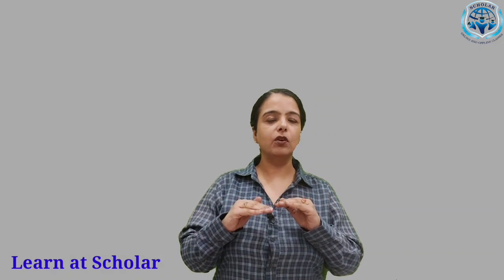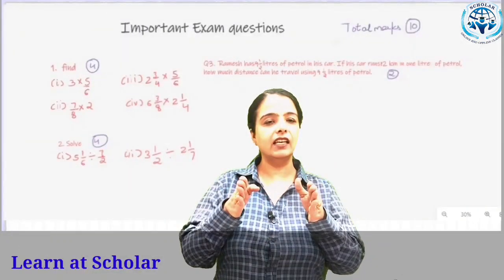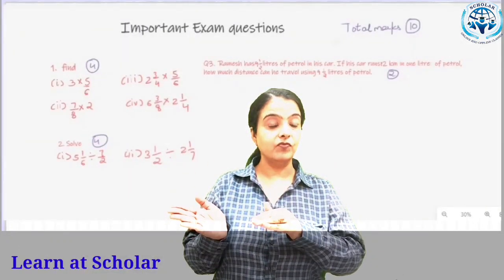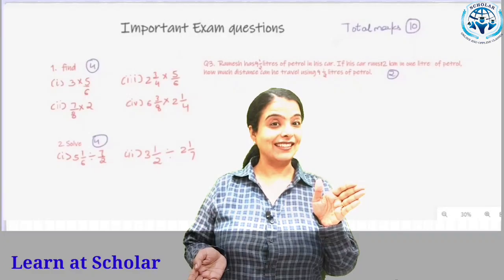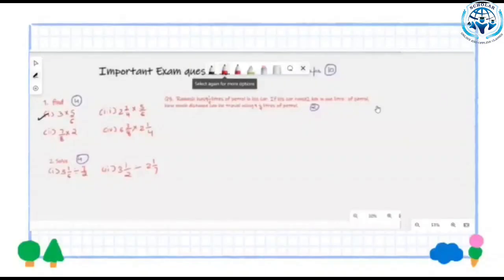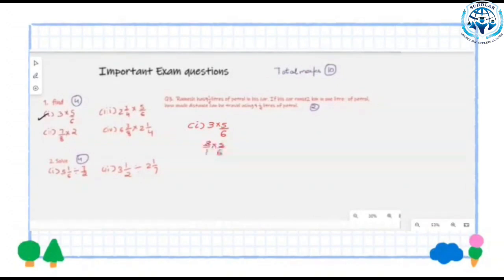First of all, I will solve the important exam questions that I gave you in the last video. These are the solutions. The first question is 3 into 5 by 6. We will cut 3 with 6. The answer is 5 by 2. As 5 by 2 is an improper fraction, we can change it into a mixed fraction: 2 1 by 2.